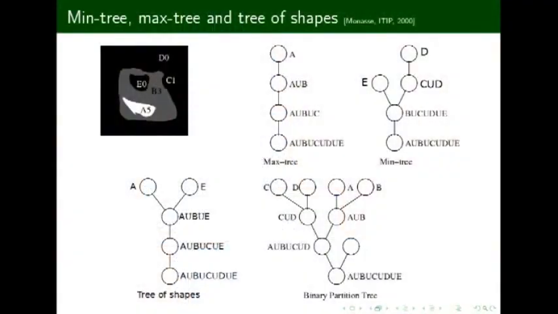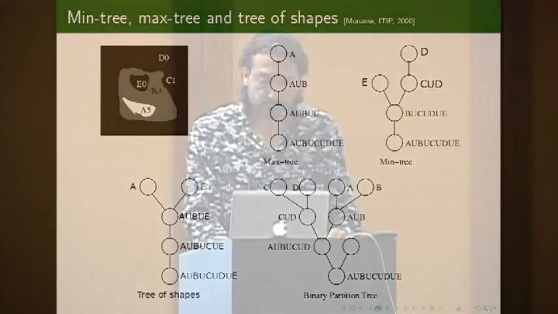Okay, there are plenty of trees that we can build from the image. We've just seen the max tree. On this example here, the max tree is very simple, just a straight line. But the tree of the minima is a bit more complicated. You have two minima, D and E, in black, at altitude 0. And, okay, one root.